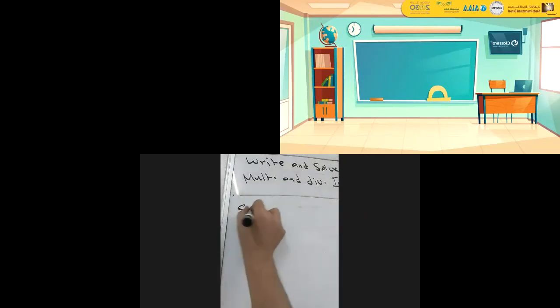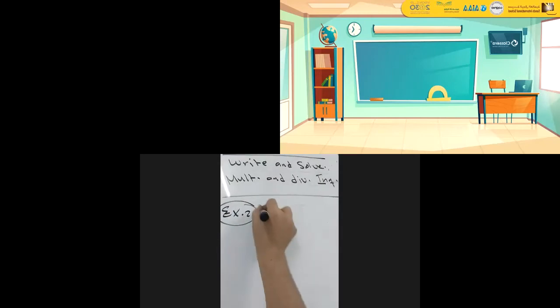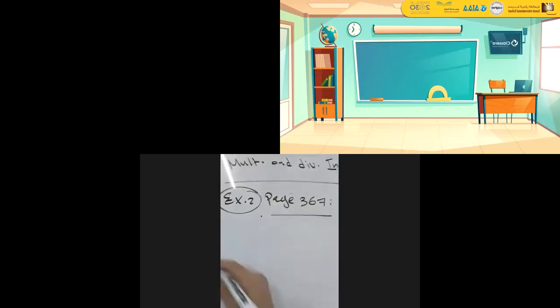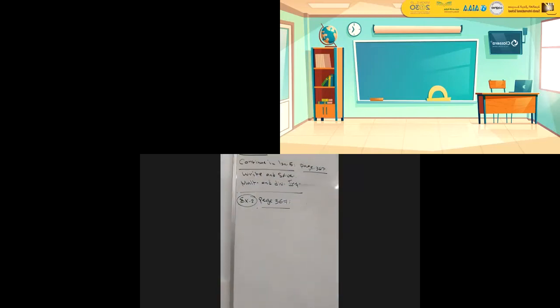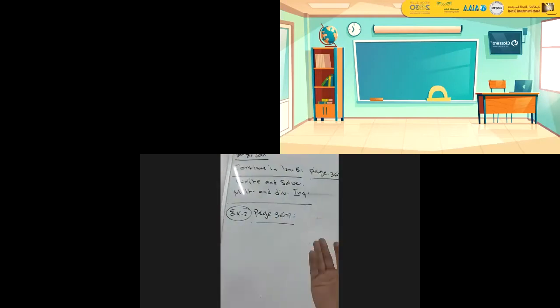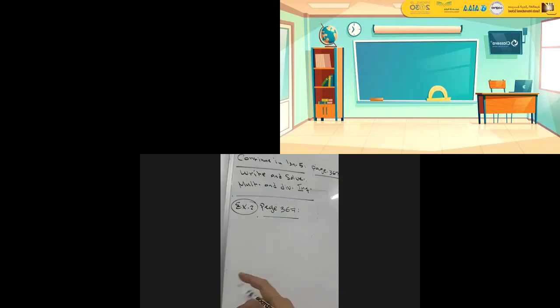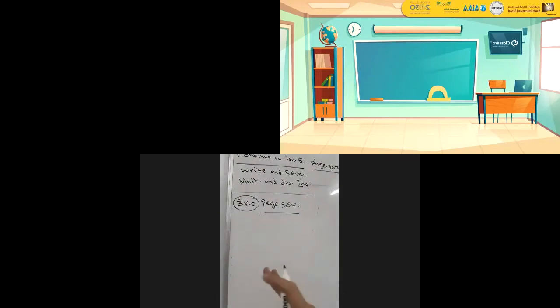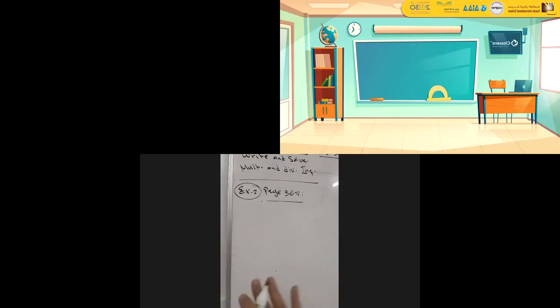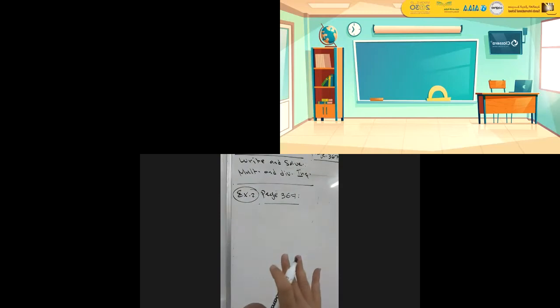Example 2 is on page 367. Let's read the example together, see what the example wants, and let's solve it together. Again, guys, yesterday we said the difference between this lesson and the lesson before. In the lesson before, the equality is given and you just solve it. And don't forget, if you multiply or divide with a negative number on both sides in inequalities, you need to change or switch the inequality sign.